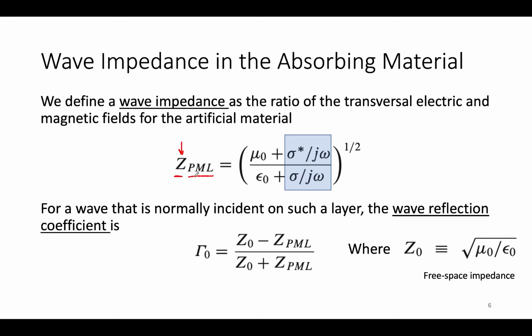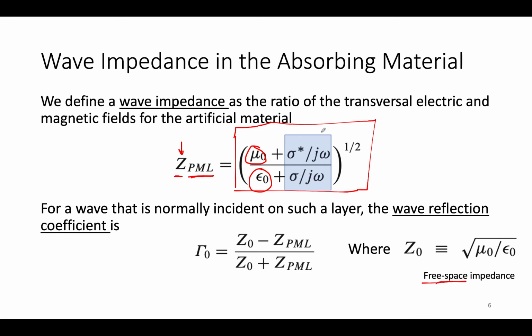And then we want to calculate the wave impedance for our absorbing material that we call the PML. From classical electromagnetics, we can get this formula that tells us that the impedance is this ratio here. You see here we have a part, the square root of mu naught over epsilon naught, that is basically the wave impedance in free space, so in case there is no material.